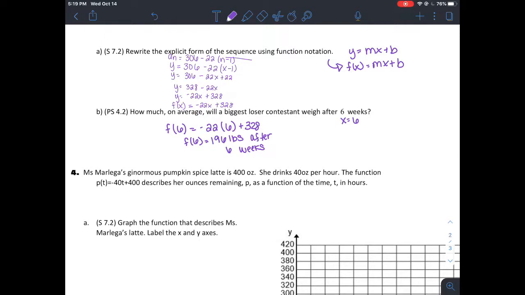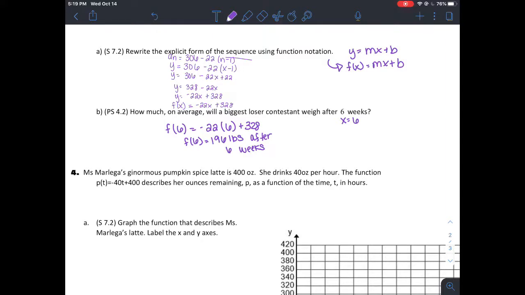Miss Marlega's ginormous pumpkin spice latte is 400 ounces. She drinks 40 ounces per hour. The function P of T. P of T is just like f of x. It's just a different first name. Equals negative 40t plus 400. And it describes her ounces remaining, P as a function of time in T hours.